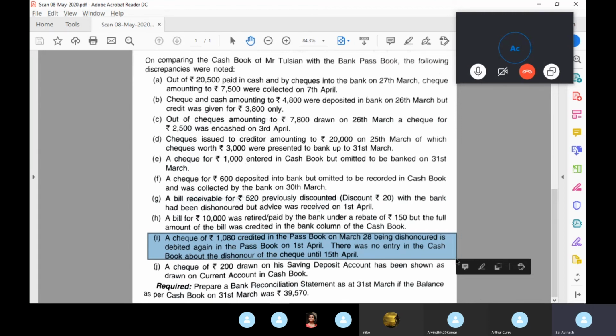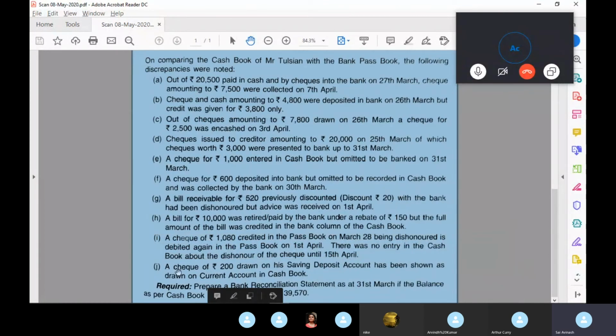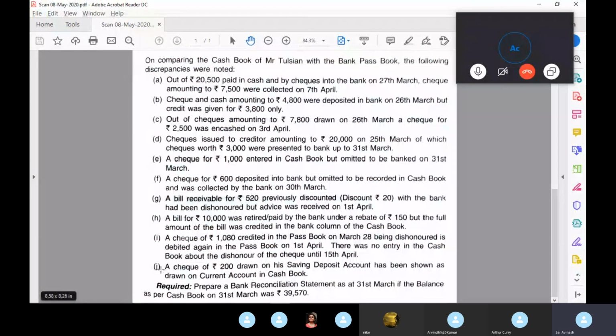This transaction will not take part in our bank reconciliation statement. So we ignore this completely. This is given to confuse us. Let's take transaction number J, or rather transaction letter J.